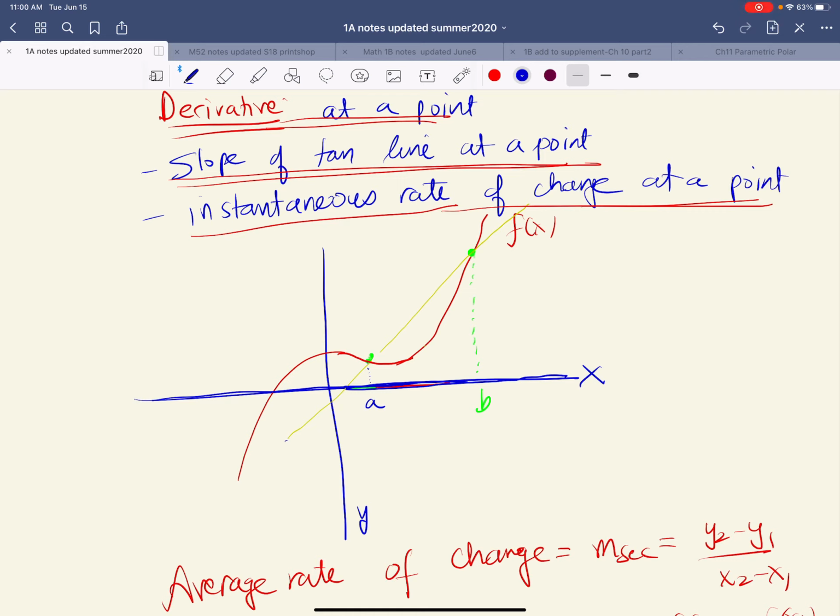Calculus is the study of rate of change. So the derivative at a point, the slope of the tangent line at a point, and the instantaneous rate of change at a point are all the same things.